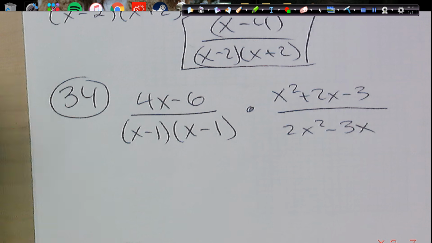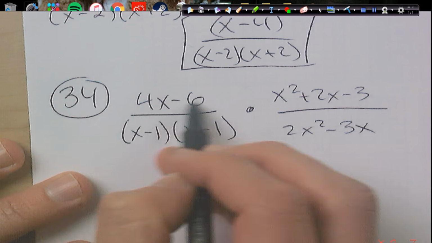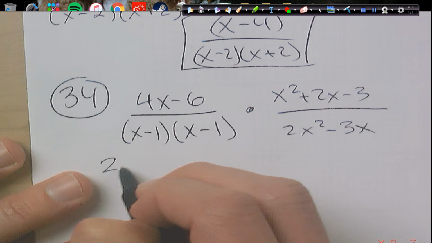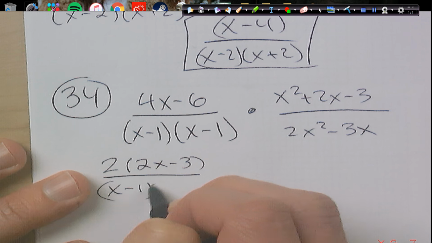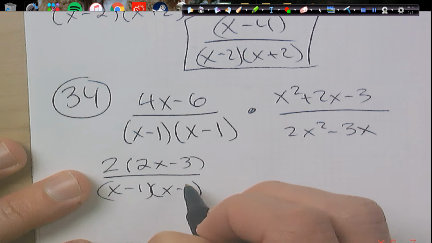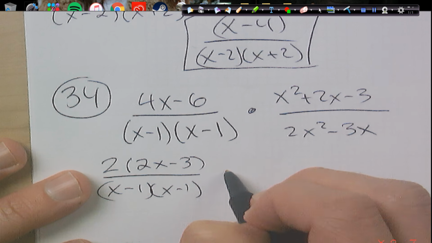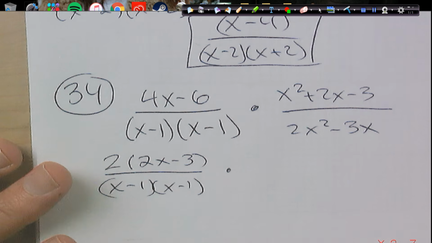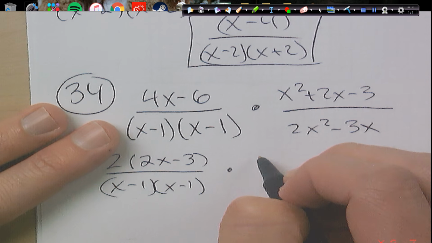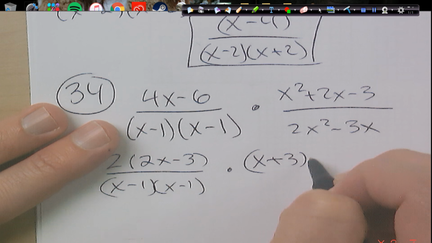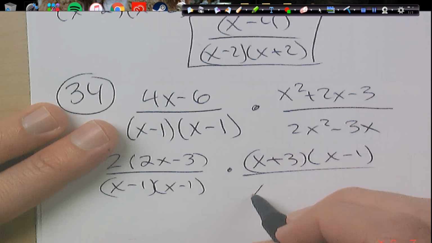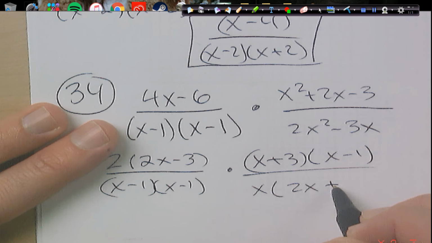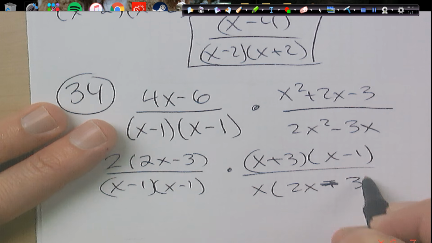Again, we never divide by fractions. We multiply by the reciprocal. Let's factor. We can factor a 2 out of this. Over here we can factor using our x factor, negative 3 and 2. That's going to be x plus 3, x minus 1. And I can factor x out of that, which gives me 2x minus 3.